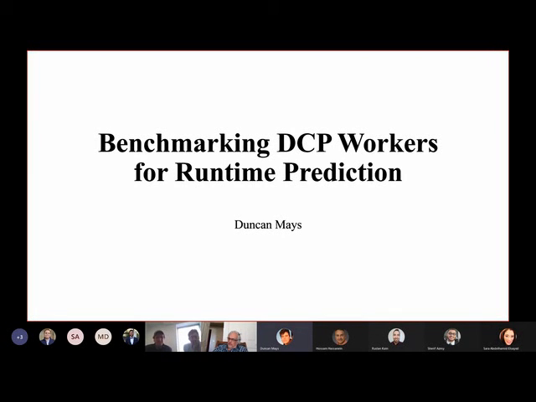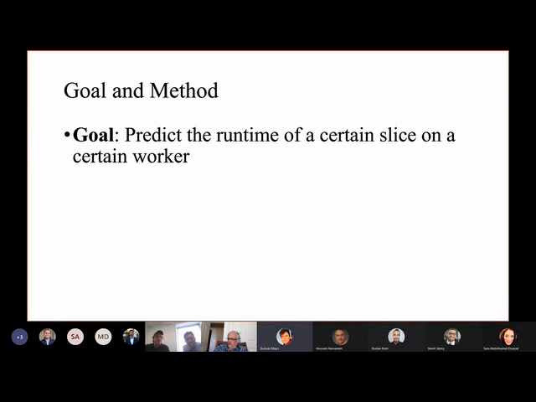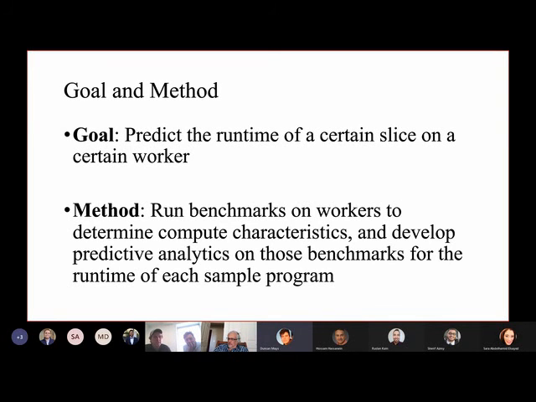Many of you know me, and I'd like to present to you my work on benchmarking DCP workers for runtime prediction. So the goal of this study is to be able to predict the runtime of a certain slice on a certain worker. And the way we're going to do that is we're going to run benchmarks on the workers to determine their compute characteristics, and then we're going to develop some kind of analytic that operates on those benchmarking scores and can give a prediction of the runtime of a certain program.